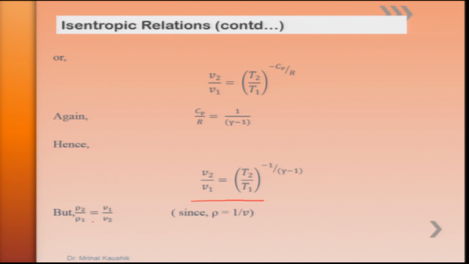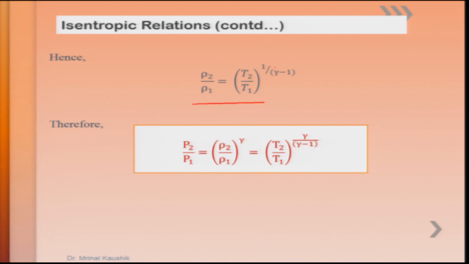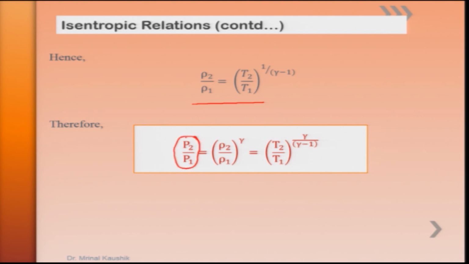However, since rho is equal to 1 by v, rho 2 by rho 1 can be written as V1 by V2, that is, replacing V2 by V1, we can replace it with rho 1 by rho 2. Doing so, we can write immediately that rho 2 by rho 1 is equal to T2 by T1 to the power 1 upon gamma minus 1, and hence the relationship between the static pressure, static density, and static temperature is P2 by P1 is equal to rho 2 by rho 1 to the power gamma is equal to T2 by T1 to the power gamma upon gamma minus 1. These are termed the famous isentropic relations.